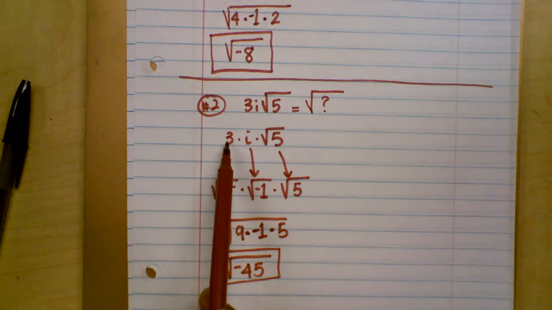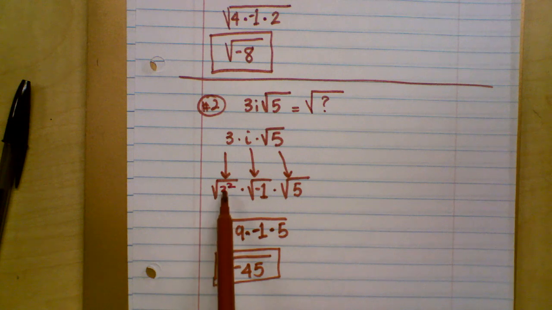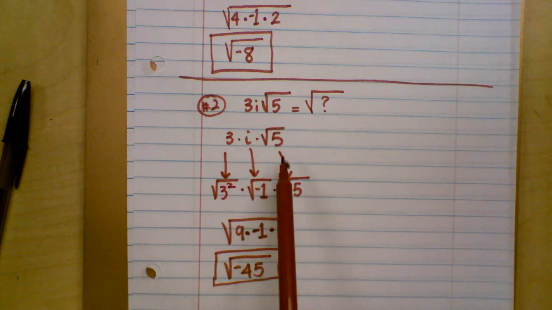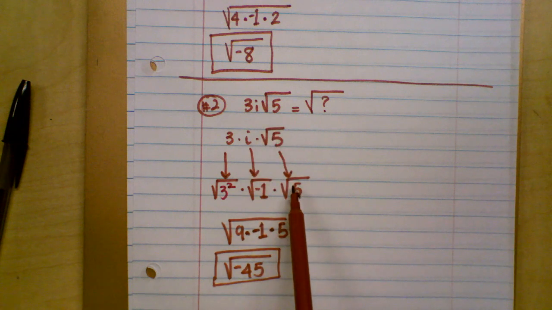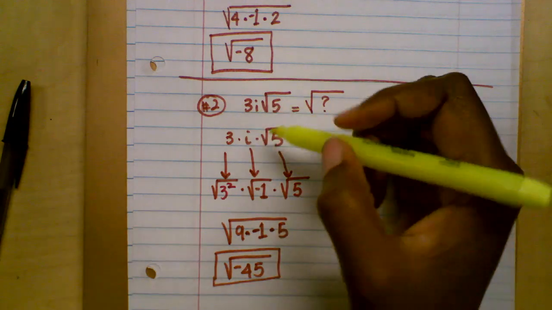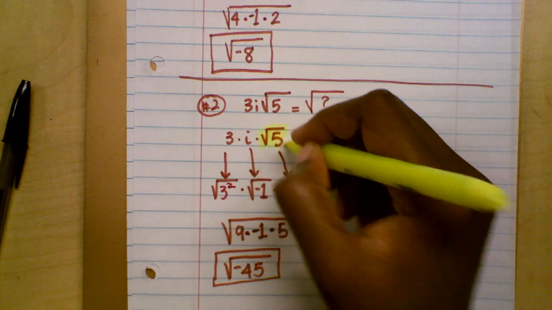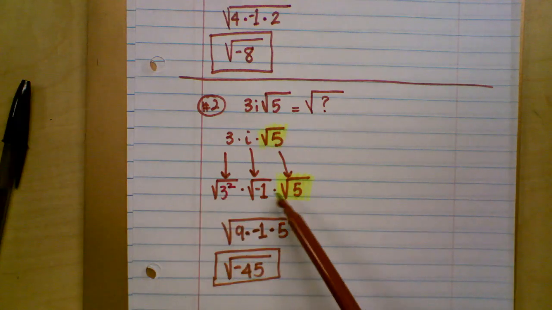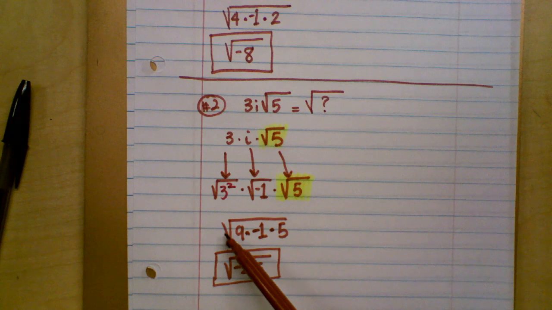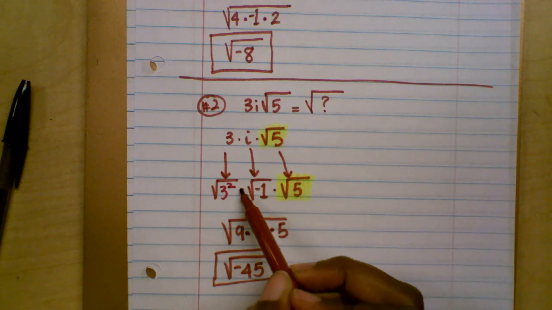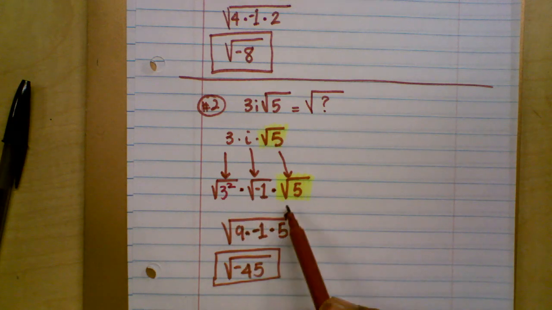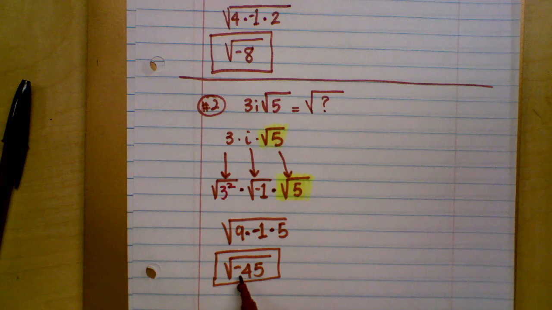To rewrite 3 with a square root, it is going to be the square root of 9. You square the 3, so it's 9, because the square root of 9 is 3. Then i can be written as the square root of negative 1, and the square root of 5 you leave alone, because the 5 already has the square root. Then I rewrote those three different square roots as a single square root, because with multiplication we can do that. So I end up with 9 times negative 1 times positive 5, which is negative 45.